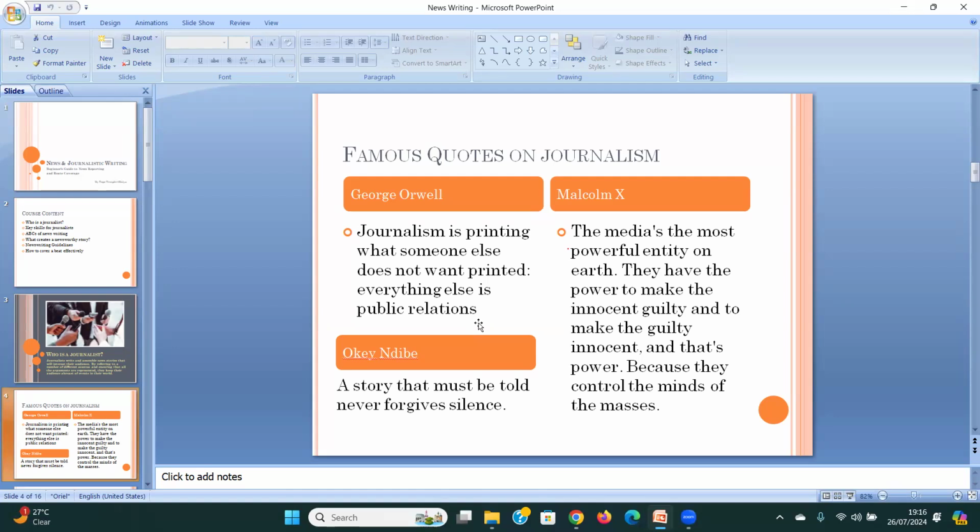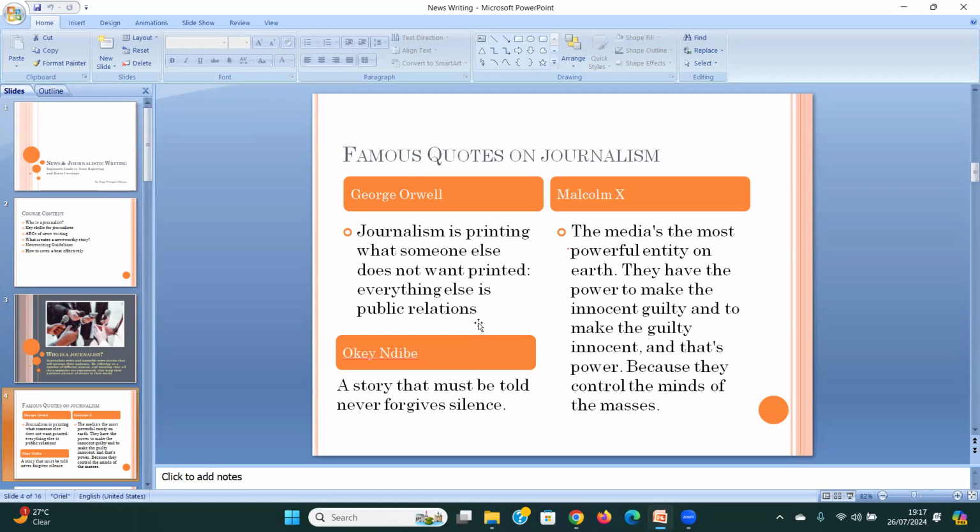Then the third quote I have here is something that I use often to keep reminding myself of why I'm in this. It's one from Nigerian author and novelist KDB. It says a story that must be told never forgive silence. Now this kind of places the journalist with a moral burden. You are at the scene of an incident. You are a witness to an incident.